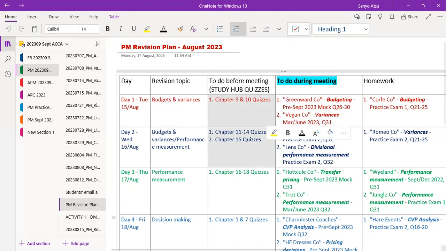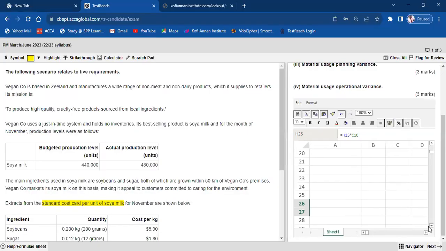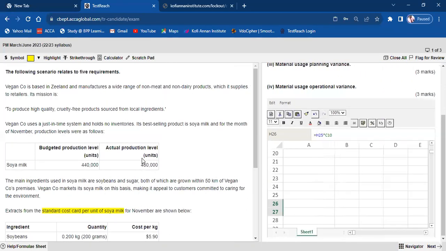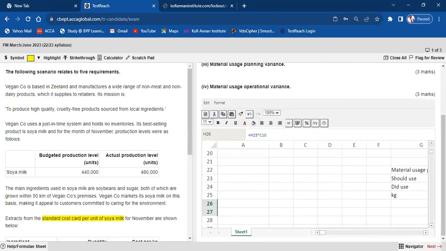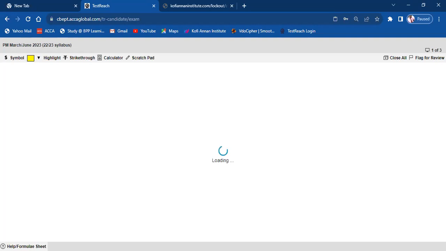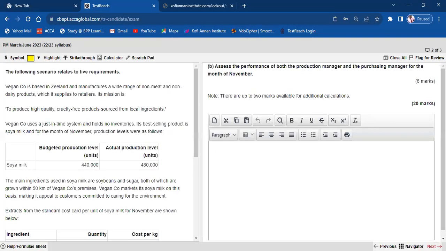Now, you've answered that, or we have answered that. Now we've got to go to requirement B. I hate this sometimes. Now in Word, assess the performance of both the production manager and the purchasing manager for the month of November. I don't understand what this examiner has done here. Note, there are up to 2 marks available, so 0 to 2 for additional calculations.